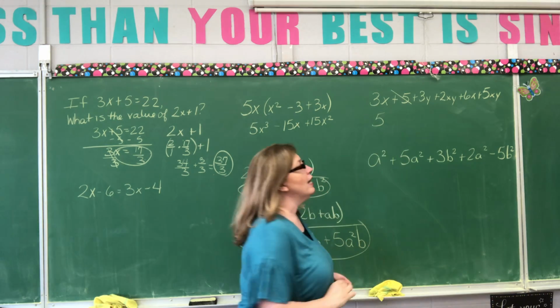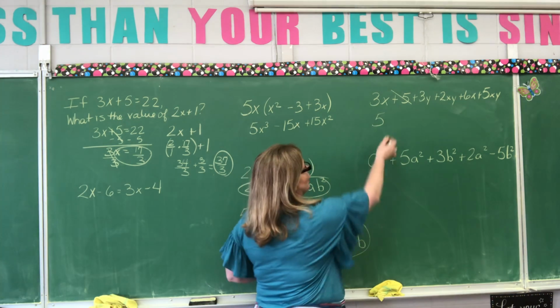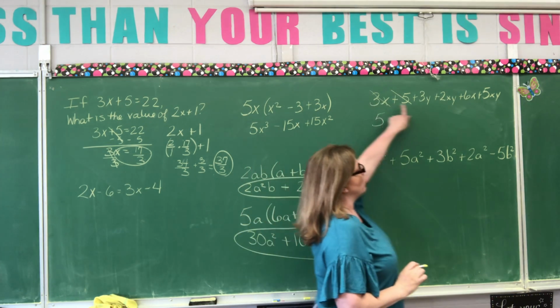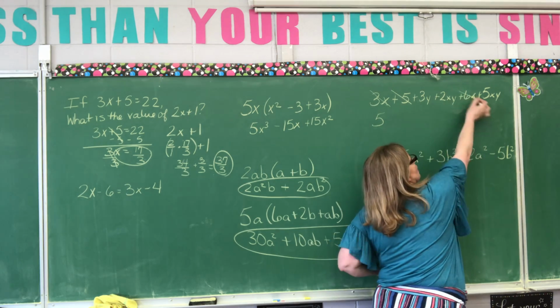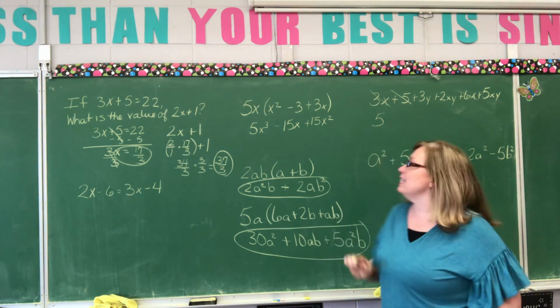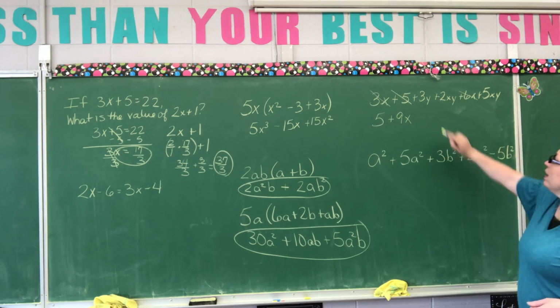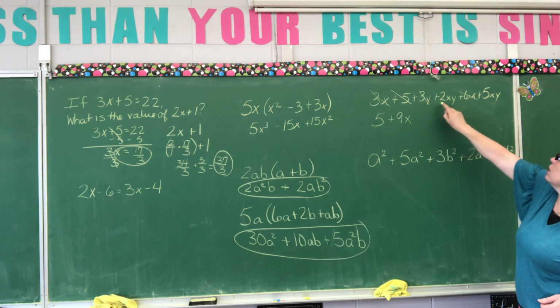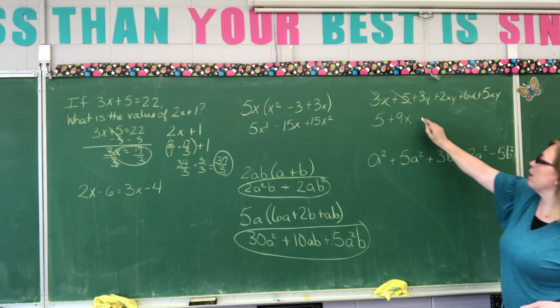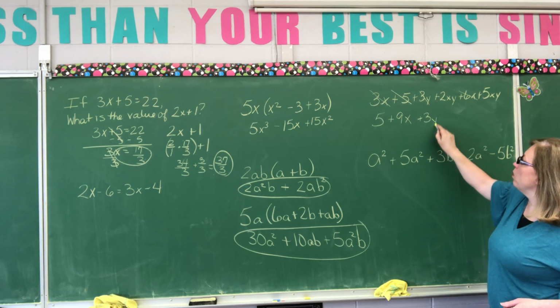Then let's do the x's. So we have 3x. If I look over here, I have plus 6x. So 3x plus 6x is plus 9x. Now we have y, so we have 3 y's, and that is all. So we're going to write plus 3y.